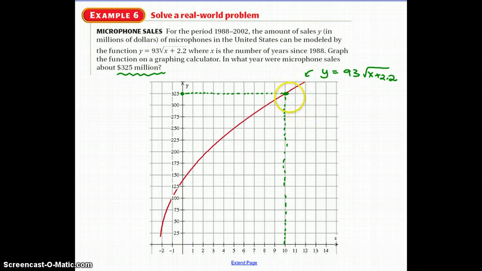So what this tells us is that the microphone sales are about 325 million when x is 10. Now it's not year 10, we actually have to think about what this means. So we were told that x is the number of years since 1988. So then when x is 10, that means it's 10 years after 1988, so our year is actually 1998. And that's our answer.